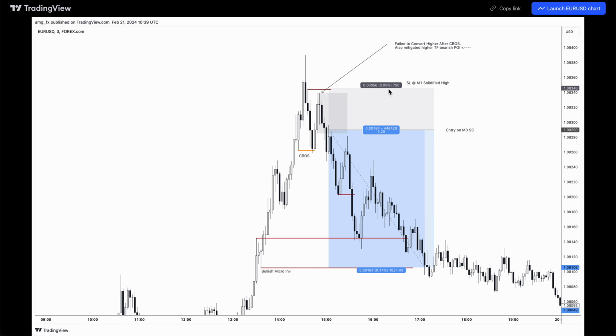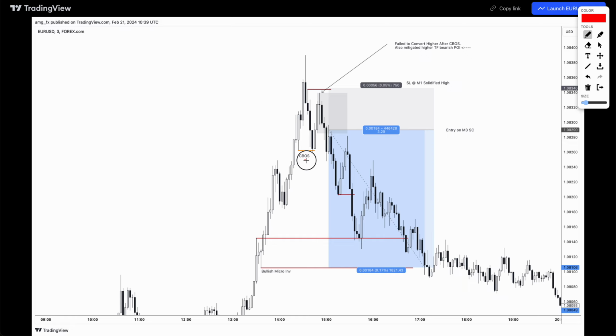Next trade. This was yesterday. Oh no, sorry, it wasn't yesterday. I think it was the day before yesterday. I could be wrong, could be Tuesday. I think I did this analysis for it yesterday on the 21st. Yeah, I did it in the morning. So this was the day before. Right. So, again, price is trading higher.